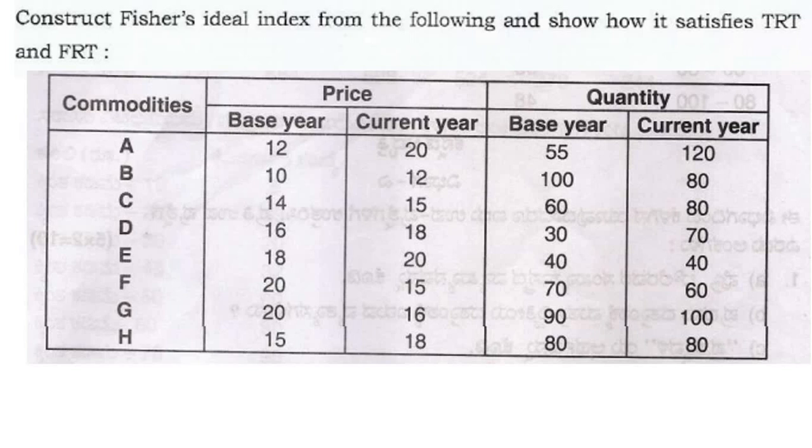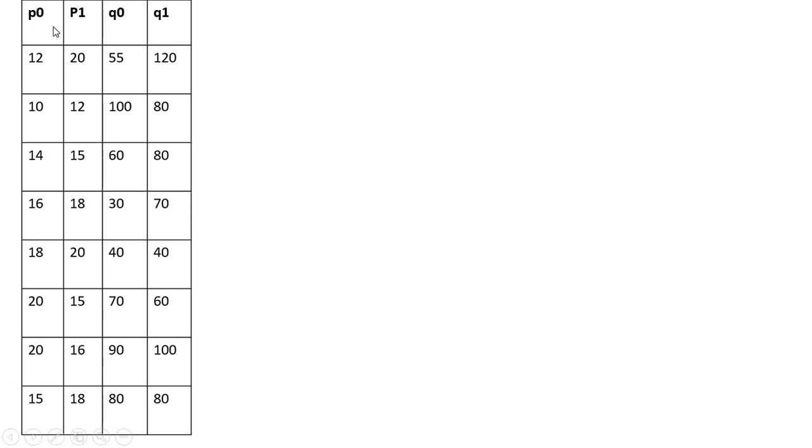Price means P0, current year means P1. Quantity means base year Q0, current year means Q1. This one I converted as the next table. Just go through that and compare with that. P0 is the price for base year, P1 the price for current year, Q0 the quantity for base year, Q1 the quantity for current year.